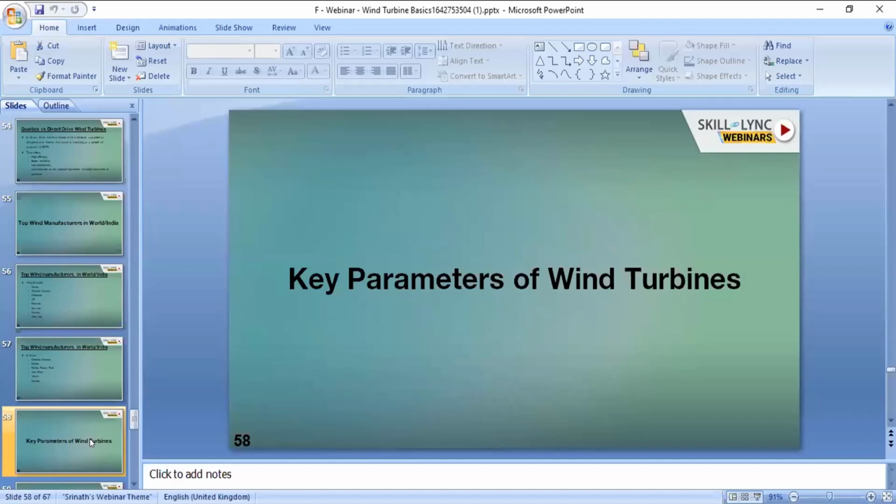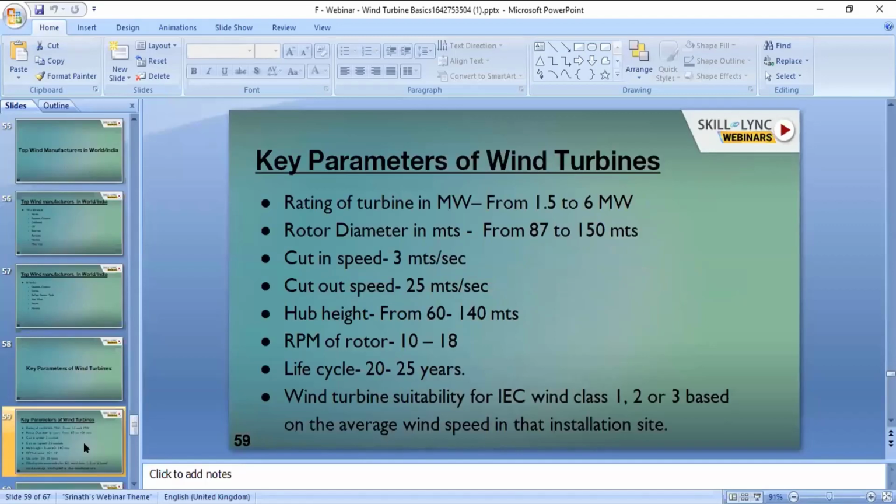Now we'll see what the key parameters of the wind turbine are. The main key parameter is the capacity of the wind turbine. In earlier days, maybe 10 years back, it was even 250 kilowatt, or 500 or 750 kilowatt. But at present, we have machines from 1.5 megawatt to around 6 megawatt. Even in India, there are companies with 4.4 or 5 megawatt machines installed. In that case, the rotor diameter can go from 87 up to 150 meters.